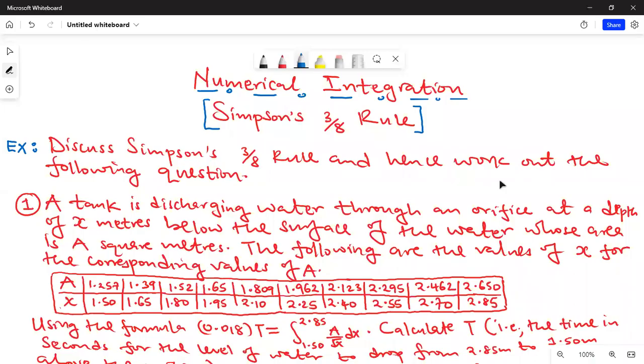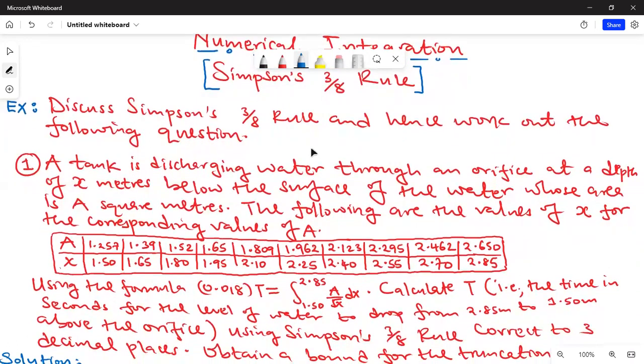Hello everyone, welcome back to this online class. Today we are going to look at numerical integration, and in particular we are going to look at Simpson's 3/8 rule. Now we have this question. We are asked to discuss Simpson's 3/8 rule and hence work out the following question.